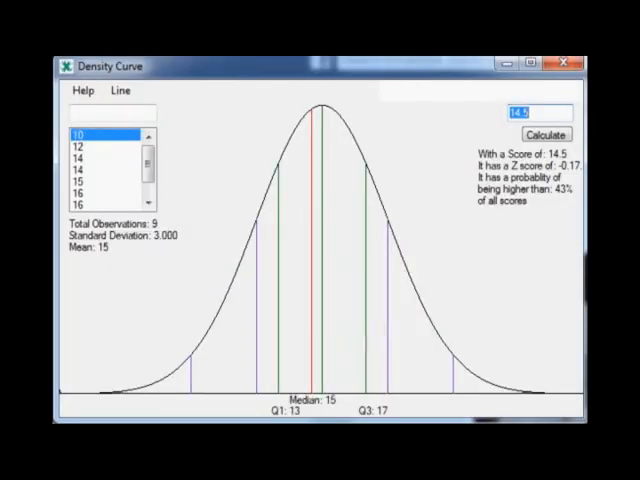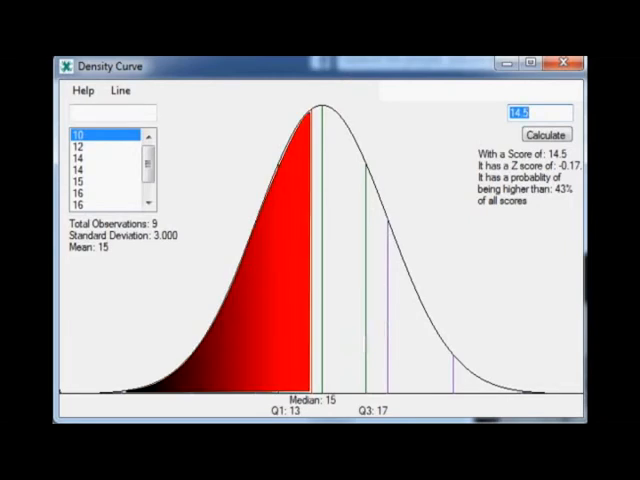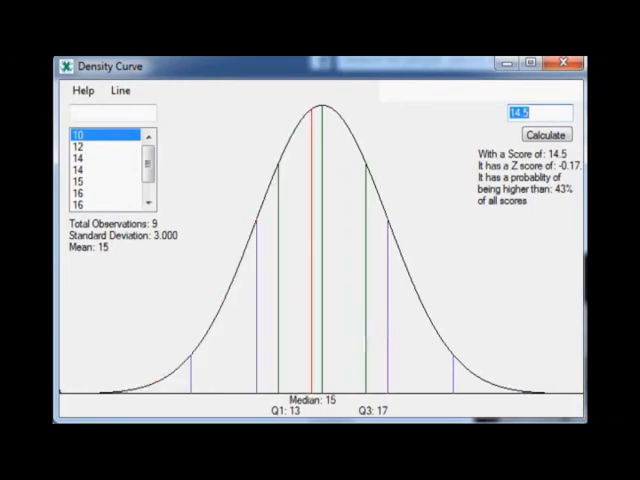Lastly, if you can calculate the area under the curve, you will find that it is equal to the probability that a score will fall in that area. A score of 14.5 from the same curve will have a probability of being higher than 43% of all scores. This is because the area to the left of the score makes up 43% of all probabilities.